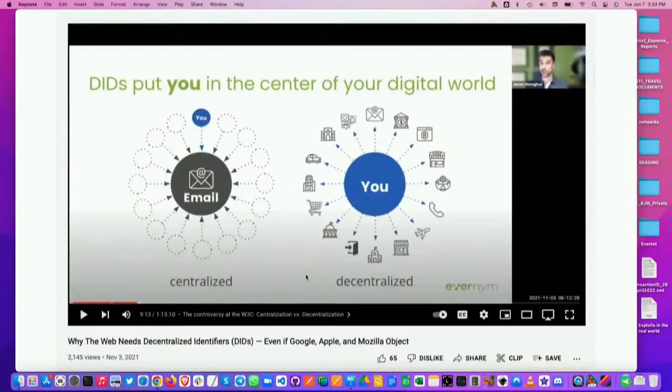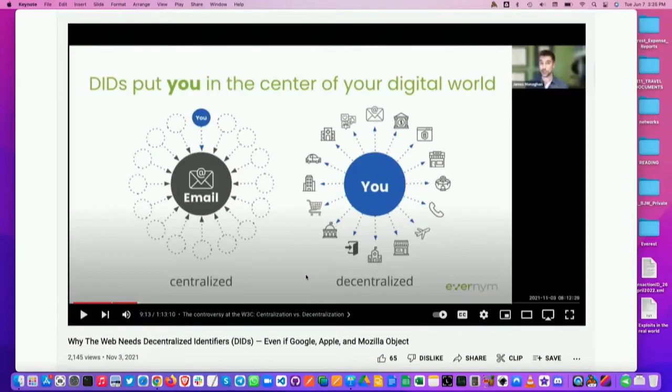This consortium is pushing the idea that you are the center of your digital world, and that is exactly what we should be striving for. User-centric, user-owned, user-controlled identity. That should be the next generation. But unfortunately, that is far from what their implementation has achieved.